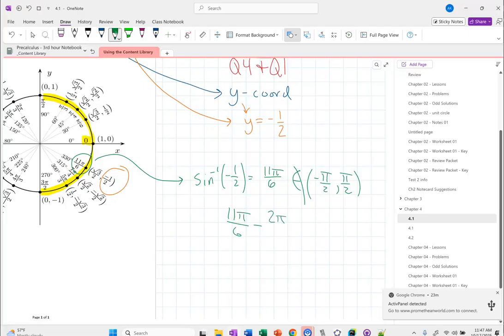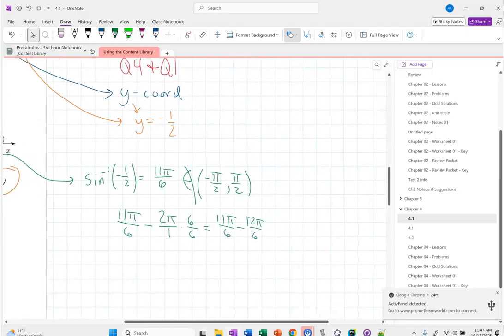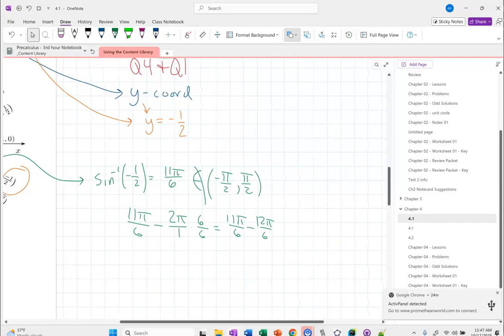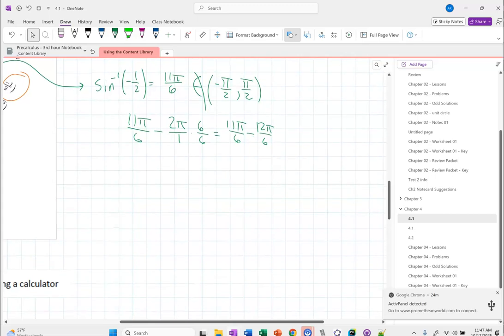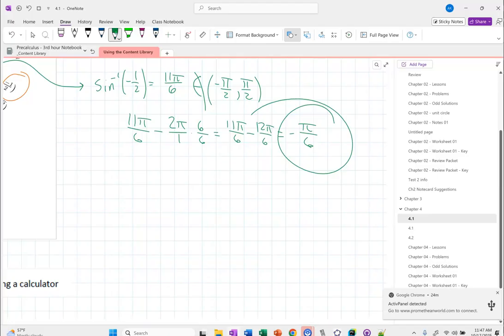How do I do that subtraction? 11 pi over 6 minus 2 pi. Great. What would the common denominator be? That's correct. And 11 pi over 6 minus 12 pi over 6 is negative pi over 6. That's our answer.